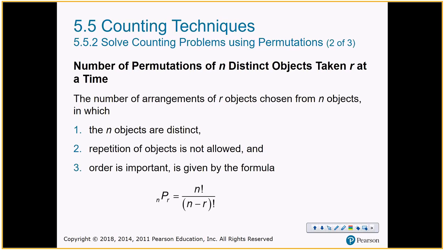For a permutation with order, it is n factorial over n minus r factorial. And what happens is the n minus r factorial will cancel half the n factorial out. I'll show you that when we do an example in just a minute. Most of you already know that anyway, because you've had this before. I want you to highlight that in your notes. Put a circle around it. Put stars around it. I want you to know it.